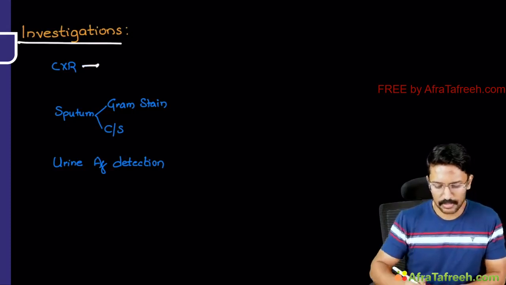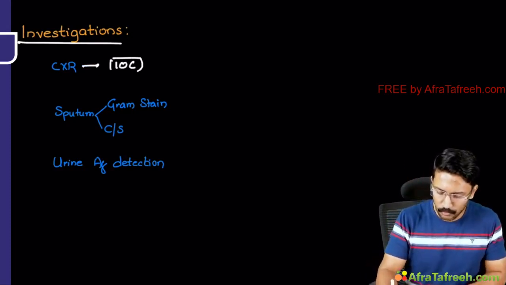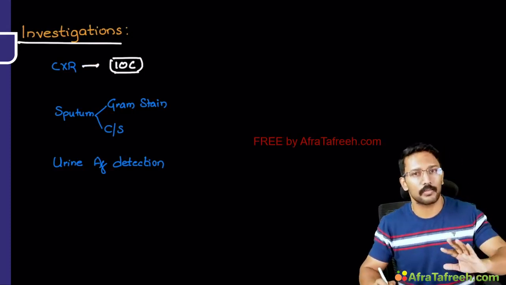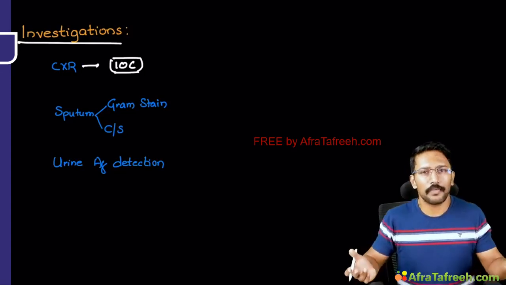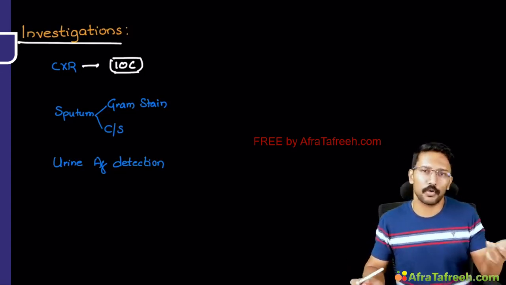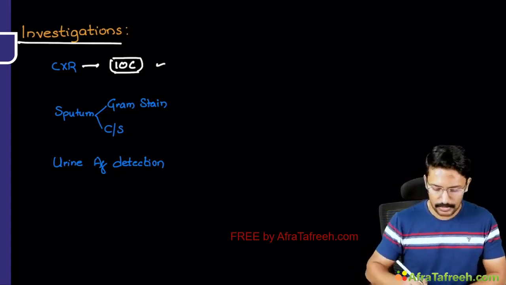Probably you will start with chest X-ray, right? That is the initial investigation of choice, because when you say pneumonia, we know it is a disease of the lung parenchyma. So you have to prove that the lung parenchyma is getting affected. Otherwise, cough can be because of tracheitis, bronchitis, bronchiolitis. So you have to prove that it is the lung parenchyma that is getting affected. So you start with chest X-ray.